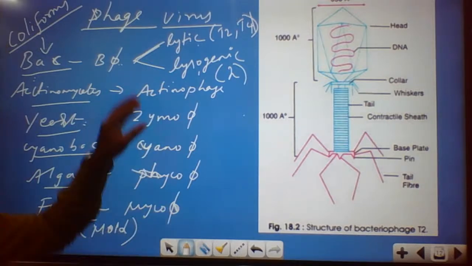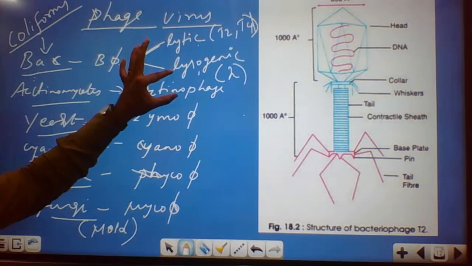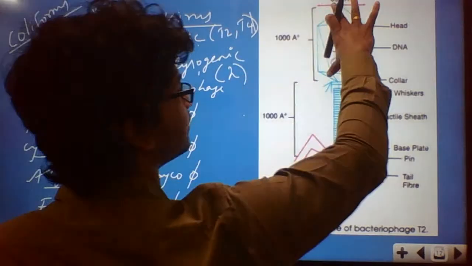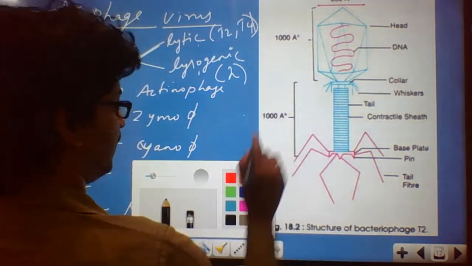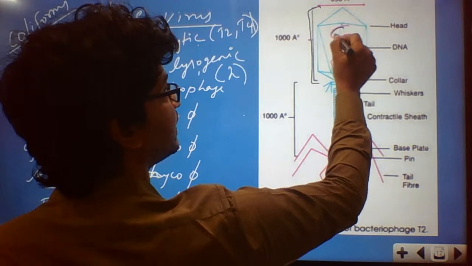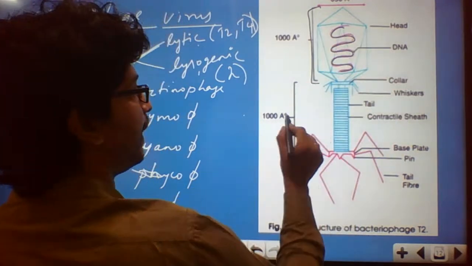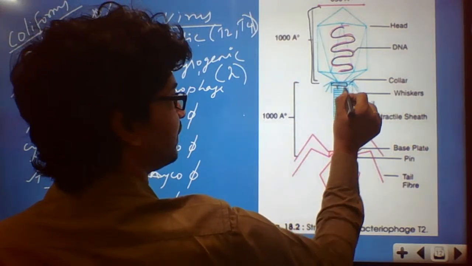Okay. So lytic is virulent because it destroys the host, and lysogenic can also be called virulent. Coming to the structure of the bacteriophage, this is the head part, a 1,000 angstrom icosahedral structure, which consists of coil-like DNA inside the head. This part is the caudal, which is connected with the tail.